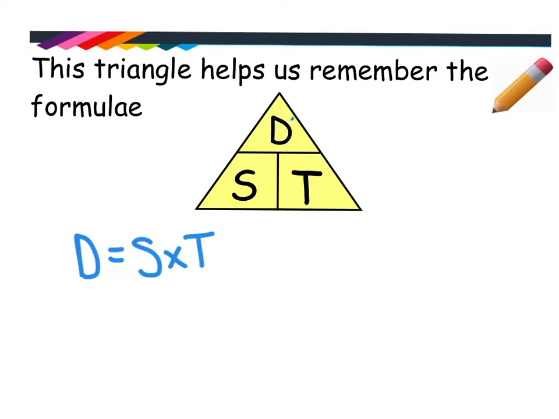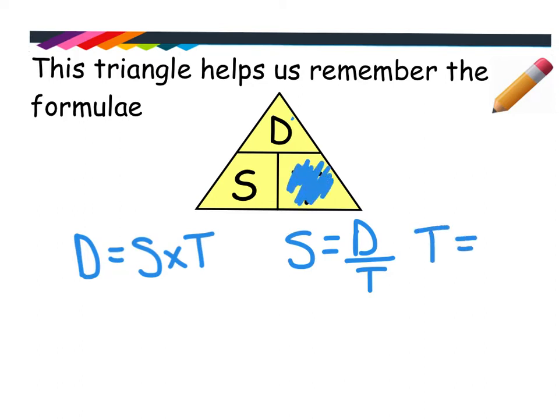If I wanted to work out the speed in a question, I would put my finger over speed. I'm just going to colour it in instead, okay? So I want speed. That leaves you with D over T. Now that means I divide. Speed equals distance over time. And if you wanted to work out time, you put your finger over time, and that leaves you with D over S. So distance divided by speed.